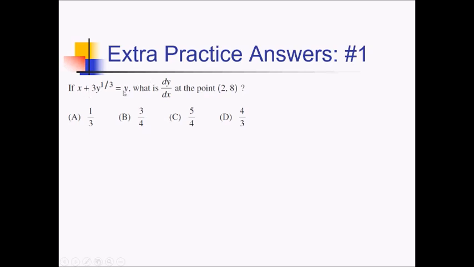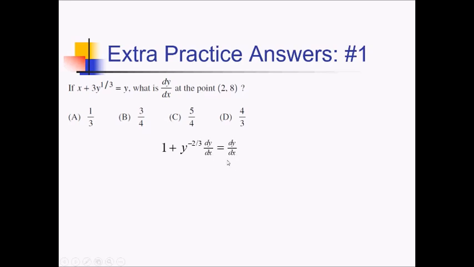So going from left to right, taking derivatives with respect to x, the derivative of x is just going to be 1. And then the derivative of 3y^(1/3), using the power rule here, is 1/3 times 3, which is just going to be 1, y to the, subtracting 1, negative 2/3 power. But we have to multiply by dy/dx because y itself is an inner function of x, so we have to use the chain rule. And then this is all going to equal the derivative of y, which again is dy/dx.